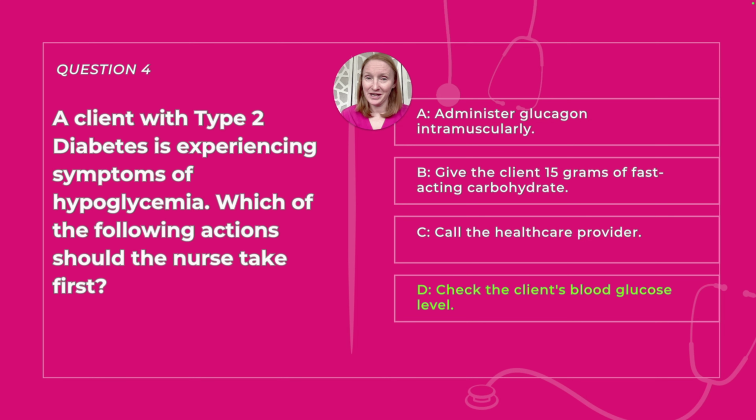What do you think? Do you agree? Or do you want to argue with me? I love this question because it represents two ways of prioritizing in the same question. A great example why you can't simply memorize what to do when somebody has hypoglycemia, because the answer is it always depends on the situation.